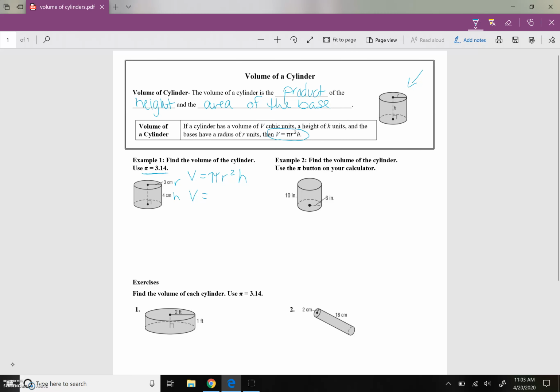The question told us that our pi is 3.14, so we can put that in for pi. Our radius we said was 3 centimeters, and that's squared, and our height is 4 centimeters.